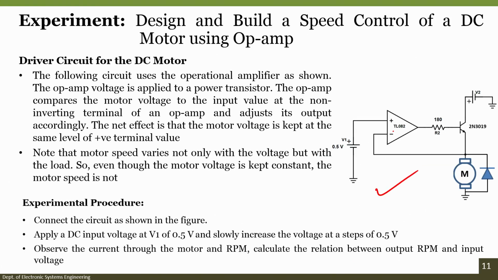This is the last slide for this particular lecture, and the TA will show you the experiment that we have designed for controlling the DC motor.